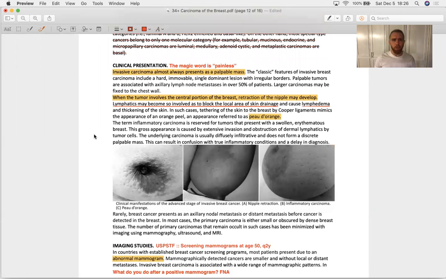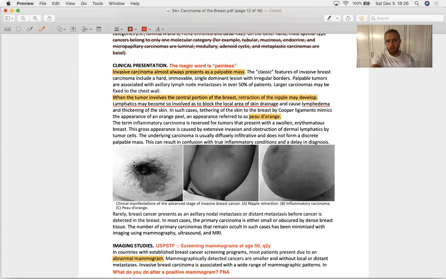Clinical presentation of breast cancer. Palpable mass if it's invasive. Again, if it's benign, you're not going to palpate that. You're going to find that on a screening mammogram. And the key word in the question stem is painless. If it's a painful mass, it's not breast cancer. Lymphatics might get involved if it's an inflammatory cancer, and that's going to lead to that orange peel lymphedematous appearance.